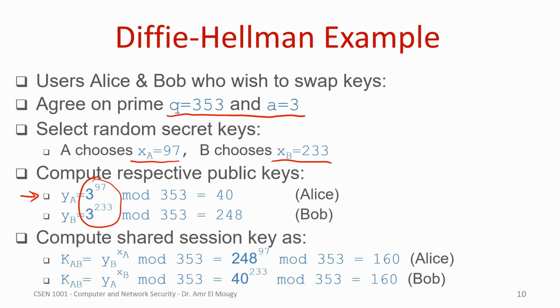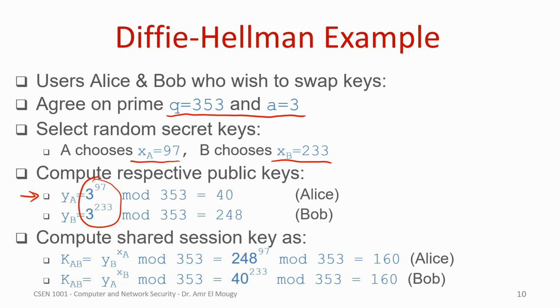Now, if you try to put these numbers, 3 to the power of 97 and 3 to the power of 233, on a calculator, you will not get a result. So you have to do the square and multiply. You have to do, for example, 3 to the power of 3 mod Q multiplied by 3 to the power of 3 mod Q, and you keep repeating that until you reach 97, and same thing for 3 to the power of 233. Actually, if you calculate 3 to the power of 97, which is 40, you can use that result to calculate 3 to the power of 233. That is, if you get this problem in an exam, obviously.